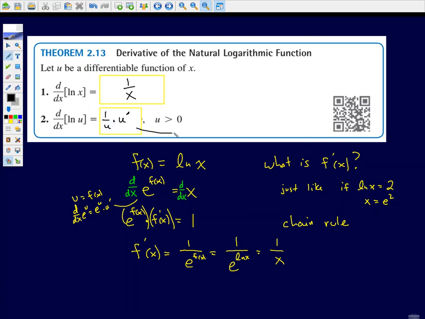Now, what I also find a good way to write this is to write this as 1 over u times u prime over 1, and then just put the two fractions together. So the numerators make 1 times u prime, and u times 1 is u. So a good way that many students just remember this rule is that the derivative of a log is expressed as the derivative of what's inside the log divided by what was inside the log.